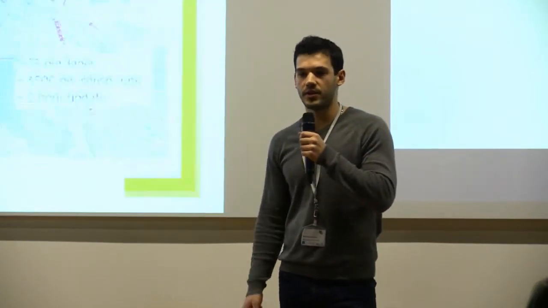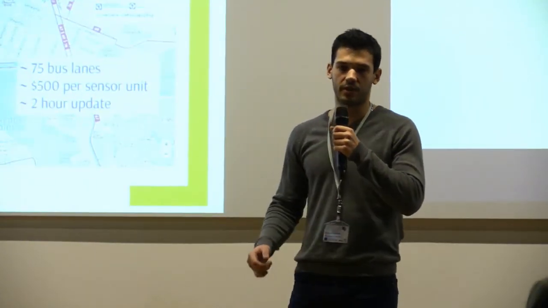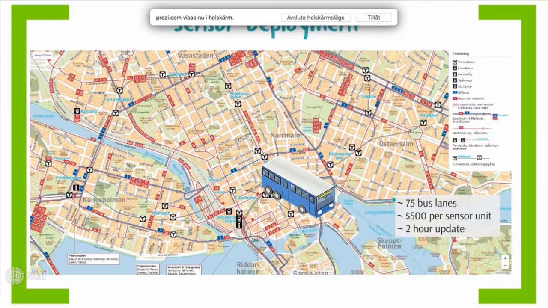And what is our idea? Our idea is to use the existing infrastructure and improve it. In order to collect the data that we need to fight the problem, we decided to put some sensors on the buses. So in Stockholm, there are 75 bus lanes, which means that we only need 75 sensors to cover the whole Stockholm city.